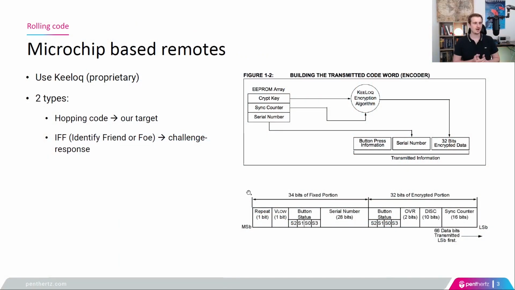So how does it look like? Actually, there's not just one version of Keeloq. There are several that fixed some vulnerabilities as well. And you can have two types. You can have hopping codes, which is generally the case for our target. With hopping code, on each press, as you saw, another code will be generated all the time. So for each key press, there will be a synchronization counter that will be used, that will be different for each key press.